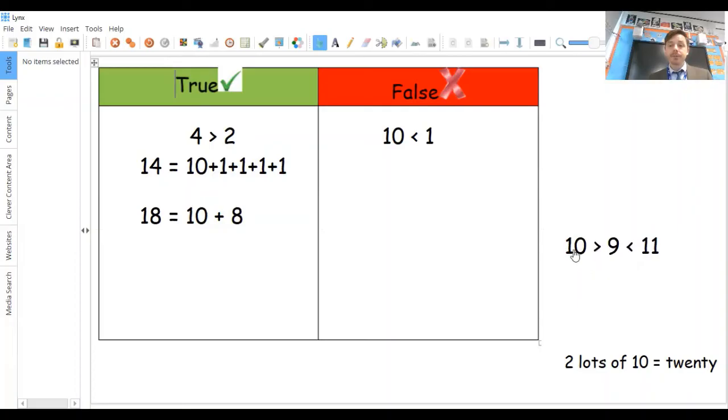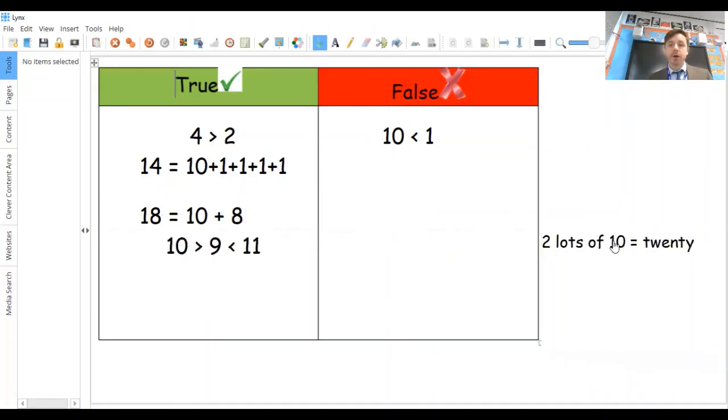Now this one's a bit trickier, because you've got 3 numbers. So you've got here 10 is greater than 9, 9 is less than 11. It's a tricky one there, but again, look at those symbols and ask, is the biggest number being eaten by the crocodile? It is, so that's true.